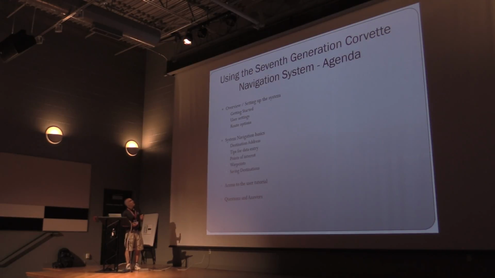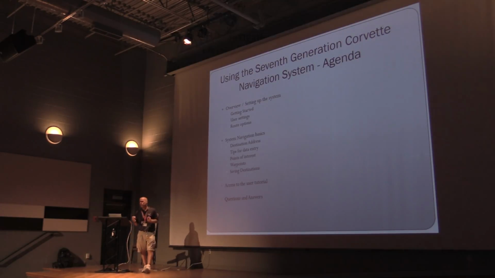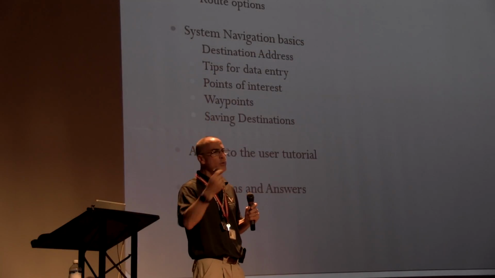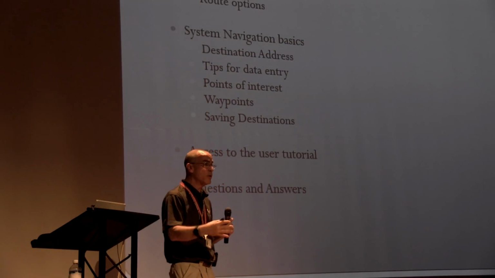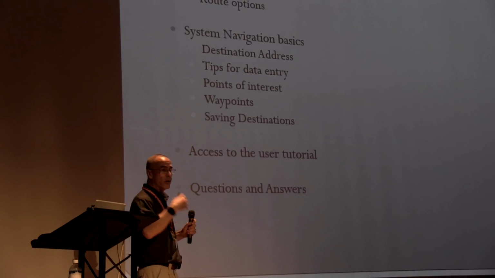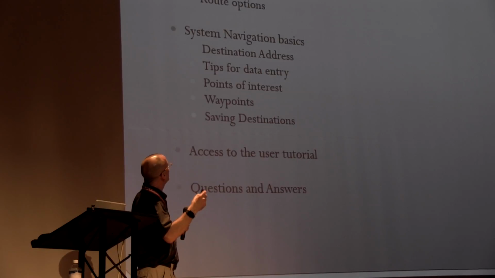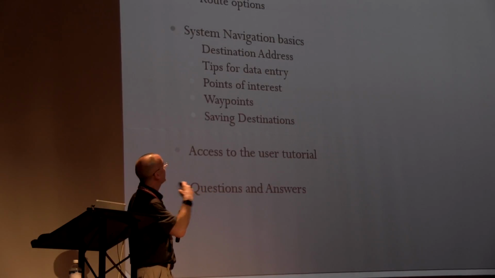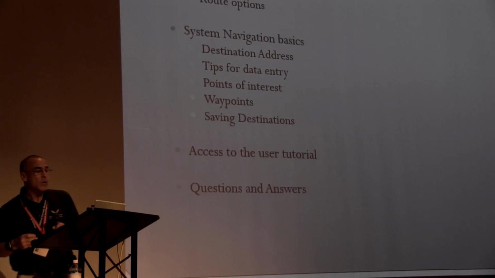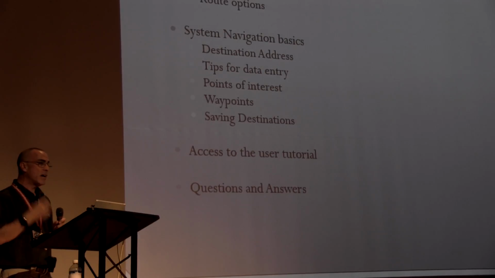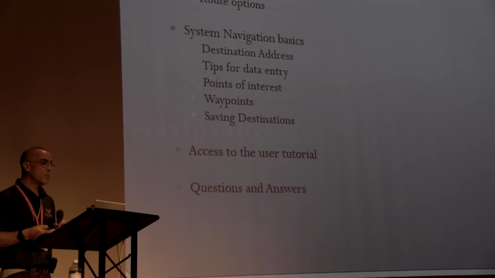So what we're going to talk about today is basically just, here's our agenda. We're going to talk about getting started with the system. Some of this is going to be more specific to if you brought home a new to you Corvette, one that somebody owned previously, so a used car, or a car that was a demo on a dealer's lot or what have you. We're going to go through just some quick, important user settings, some route options. We're going to talk a little bit to then navigation system basics, destination address entry, tips for data entry, points of interest, waypoints, and saving destinations.